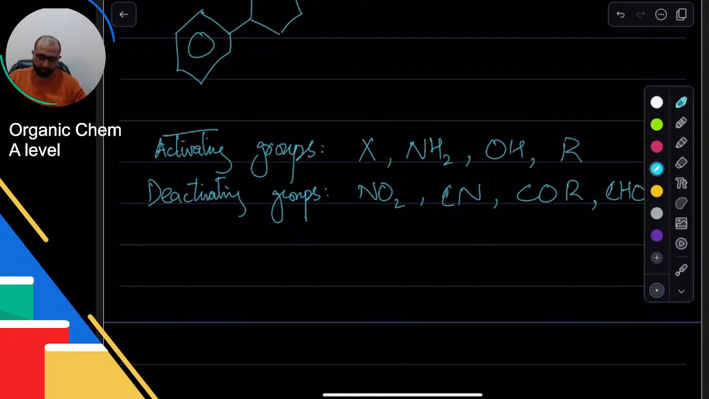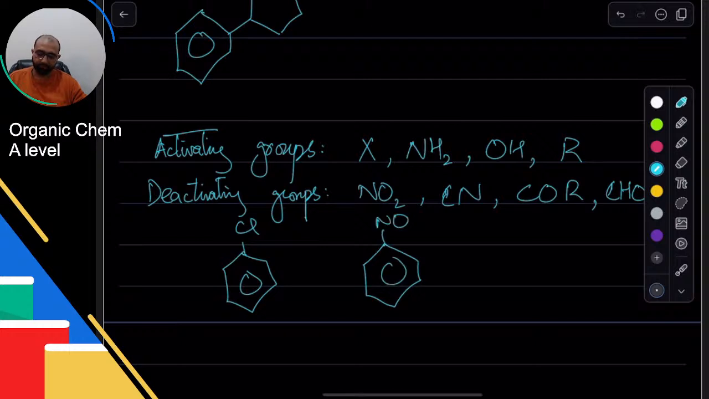So for example, if I had chlorine, this position, or this position. If I had NO2, this position or this position. So that's the difference. Be very careful. The new thing coming in will go to those positions. Okay, so that's how it's gonna go.